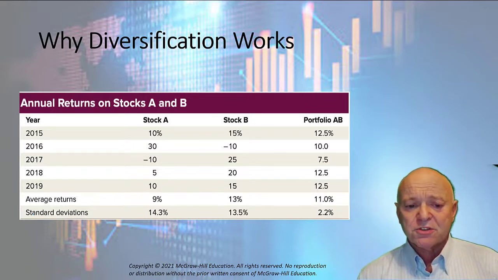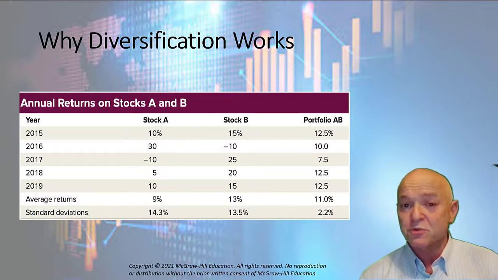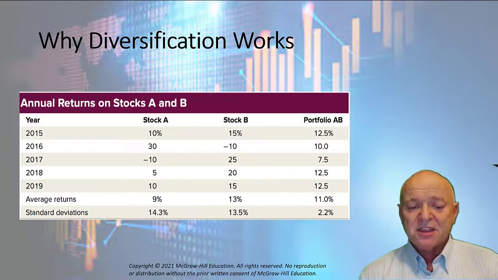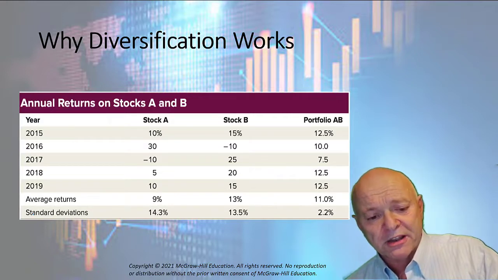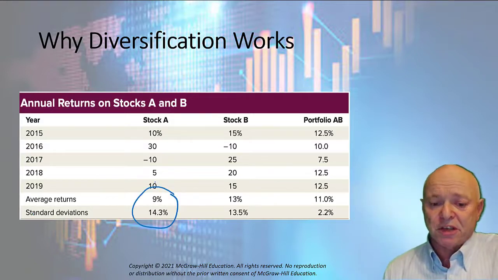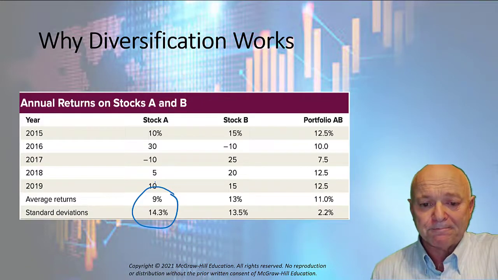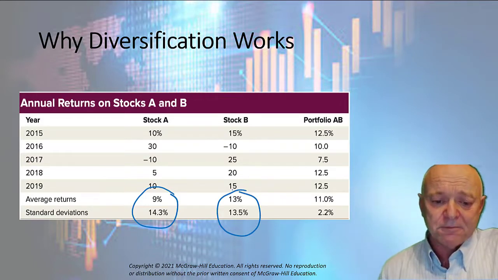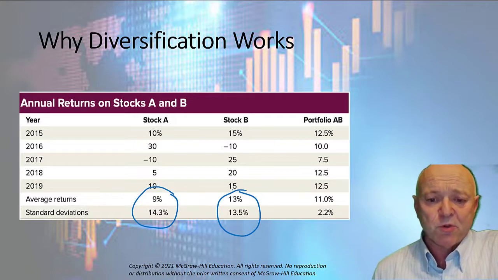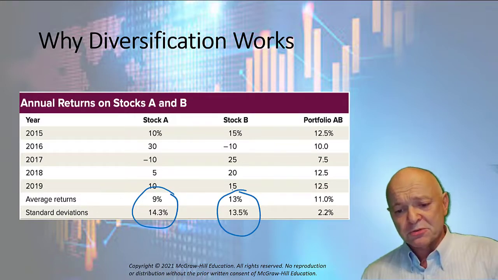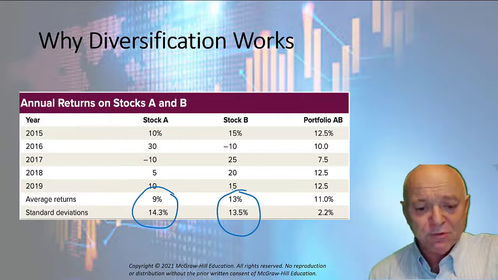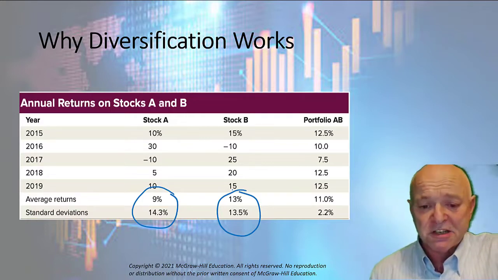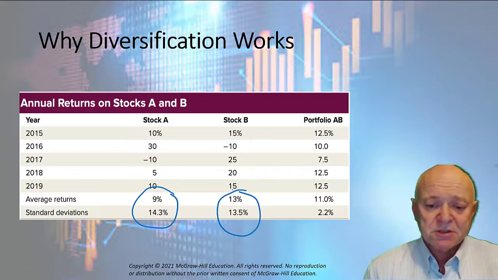If you held on to stock A for the entire period of 5 years, from 2015 to 2019, the average return for stock A would be 9% with a standard deviation of 14.3%. Easy to calculate, something we covered earlier in the course. Held on to stock B, well, the rate of return is higher and it has a standard deviation of 13.5. Now, when you look at these two together and say, well, the average standard deviation for the two is about 14%. The average return is about 11%.